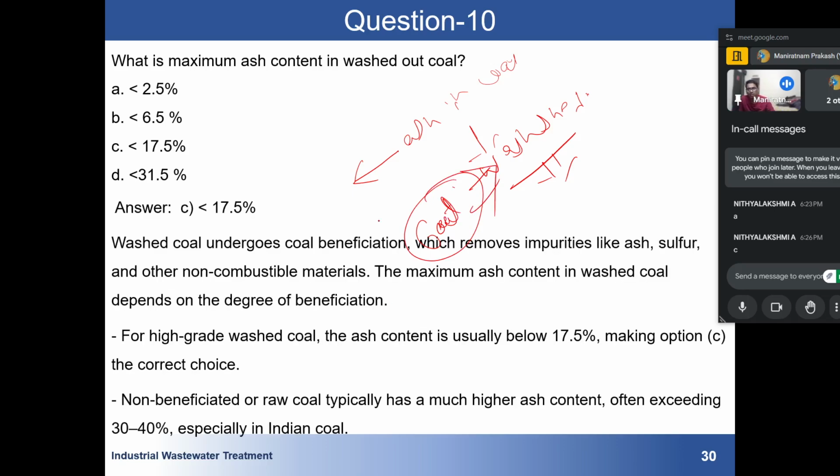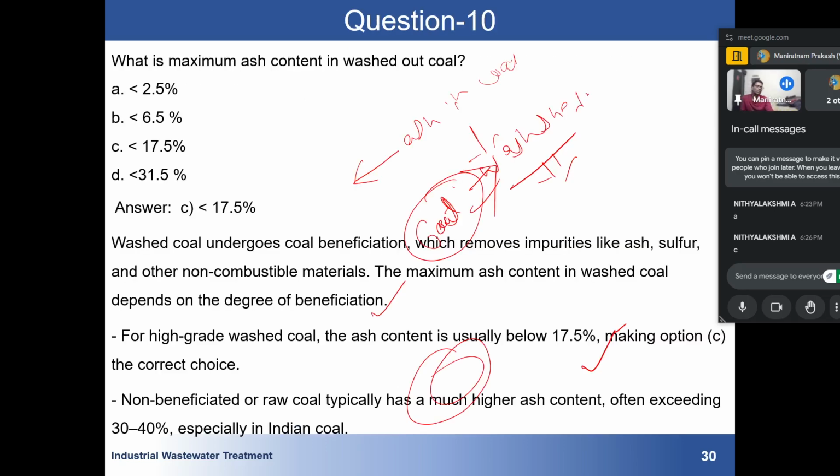The correct answer is C, that is less than 17.5%. Washed coal undergoes coal beneficiation, which removes impurities like sulfur and other non-combustible materials. The maximum ash content in washed coal depends upon the degree of beneficiation. For high grade washed coal, the ash content is below 17.5. Non-beneficiated ROM coal typically has high ash content exceeding 30 to 40%. But here we are just talking in a normal case. So that's why the answer is C, that is 17.5.